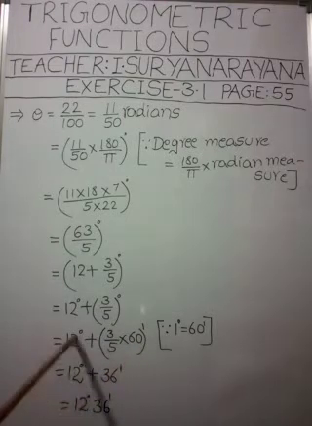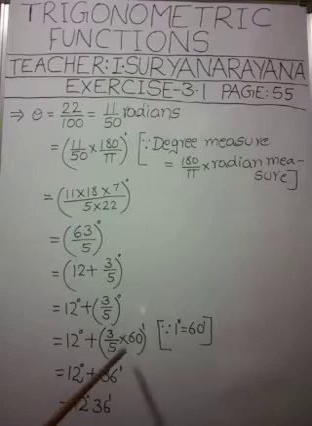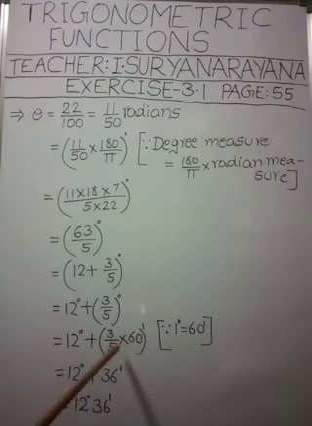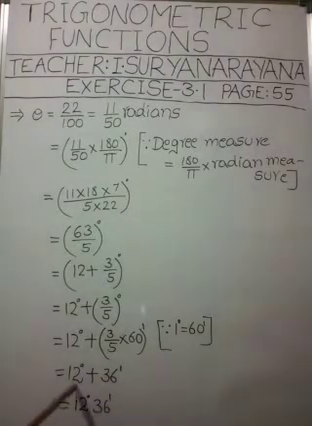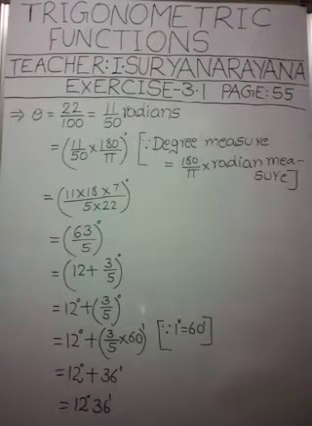Right. That is equal to 12 degrees plus, by simplifying, 5 ones are 5, 12 threes are 36. Understood this part, my dear children? 36 minutes. That is equal to 12 degrees 36 minutes. This is the required angle in degree measure. Understood, my dear children? Right.